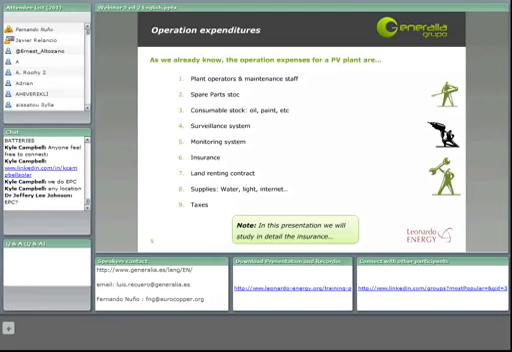About the insurance, as I have already said, we will talk later. But for the land renting contract, it is essential that the contract guarantees us the operation of the plant during its whole lifetime. We will talk about it later, but although the plant studies are usually made for 25 years, because it's also the time when the panel is guaranteed, the plant will probably last more than 25 years.